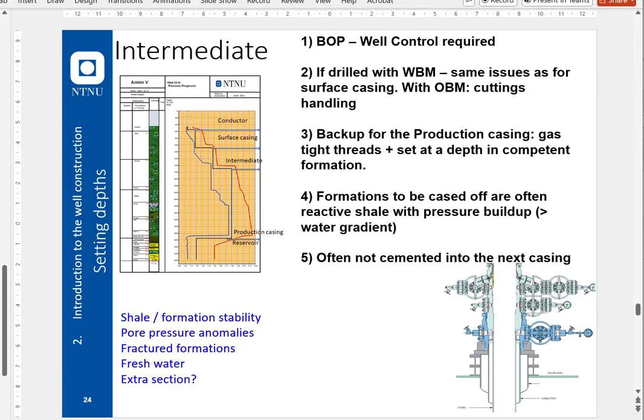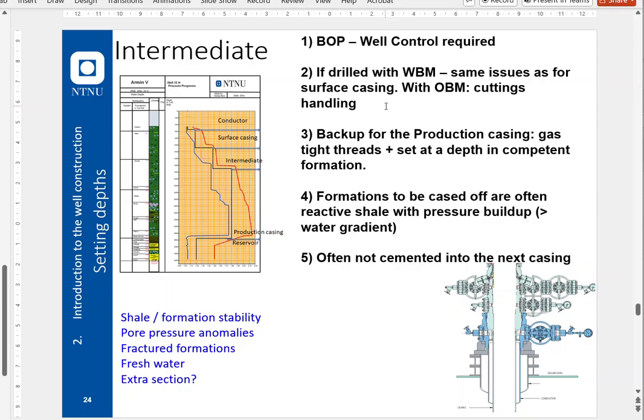Yeah, the intermediate casing. Again, the same issues if you're using water-based mud, reactive shales, and so on and so forth. Now we are so deep in most cases that drilling becomes stable. We have installed a BOP, and we have much more guidance. Drilling becomes more like what we are familiar with.